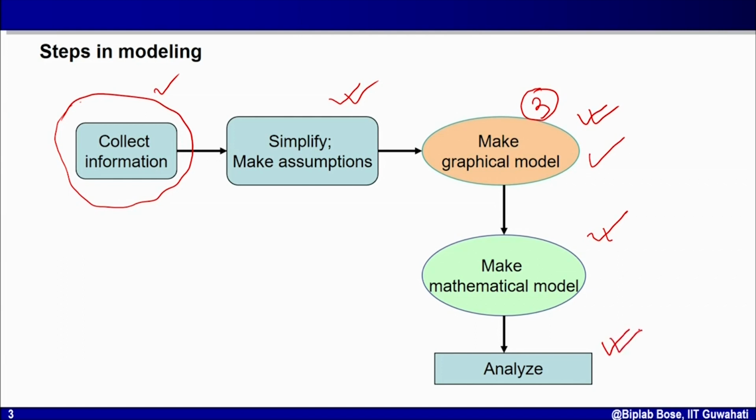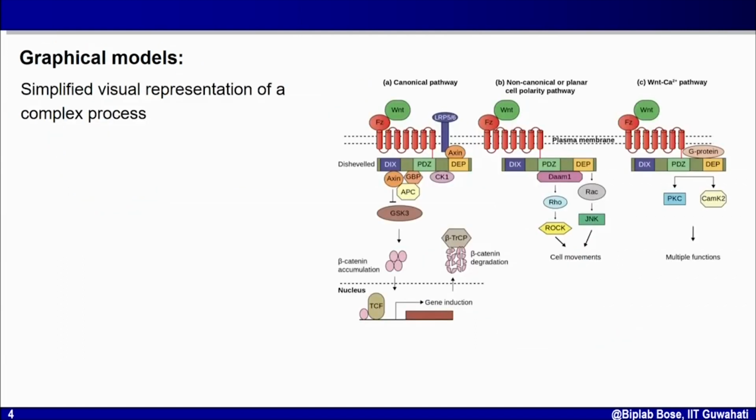So let us start with the graphical model. It is not essential that for every modeling you create a graphical model. But usually I advise that you try to create a graphical model first so that you will not miss any particular property, any particular process, or any particular molecules or elements involved in the process while making the mathematical model. Essentially, the graphical model will be a map based on which you will write down the equations for your mathematical model.